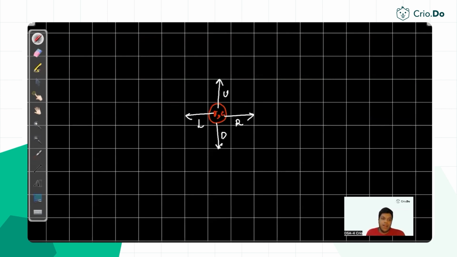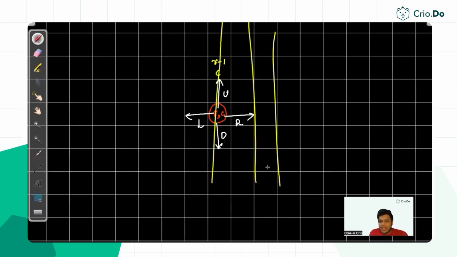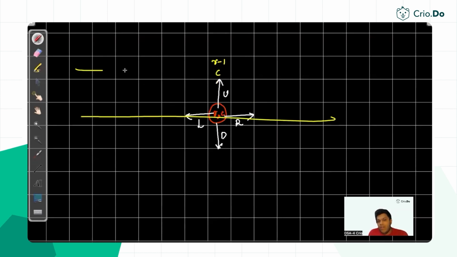So as you can clearly see, going up, we already discussed, we are going to the previous row. What it means is the row index will become R minus 1, the previous row, and the column will remain the same. Columns are verticals, so vertical will remain the same. However, the row will become the previous row. What about down?